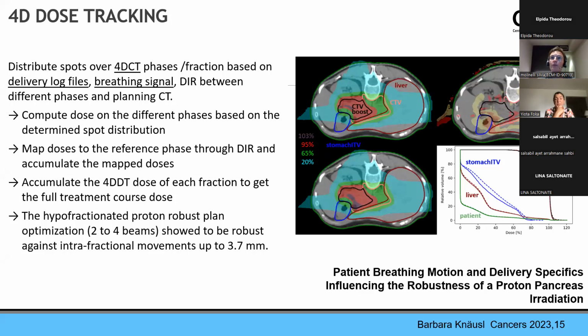It hasn't been done for carbon ions, because for carbon ions, there's the drawback of RBE calculation, which is not linear with the dose. So we cannot just calculate the partial dose of each treatment phase and then sum it up.